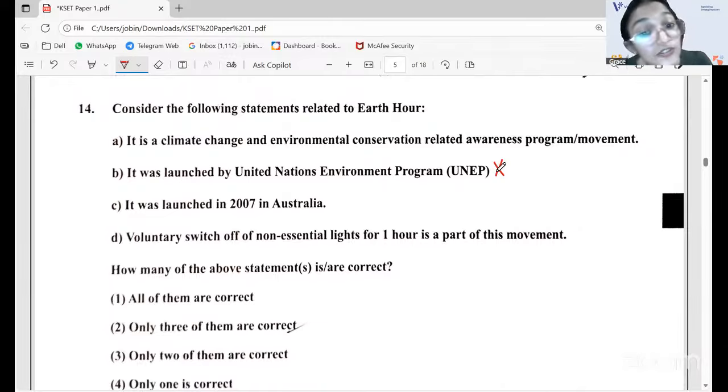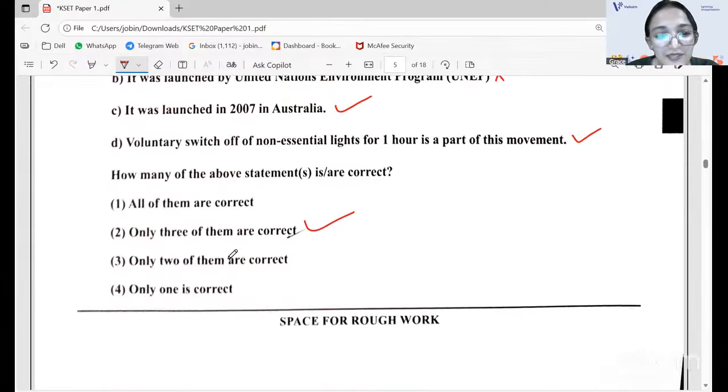It was launched in 2007 in Australia. That's true. Voluntary switch off of non-essential lights for 1 hour is a part of the movement. True. So we can go ahead with A, B, C. So the right option is option 2. Only 3 of them are correct. So I hope you got the answer. We'll move to the next one.